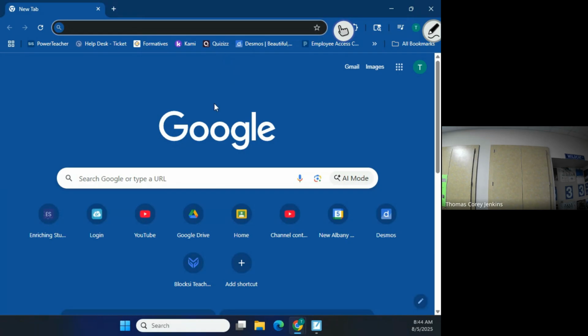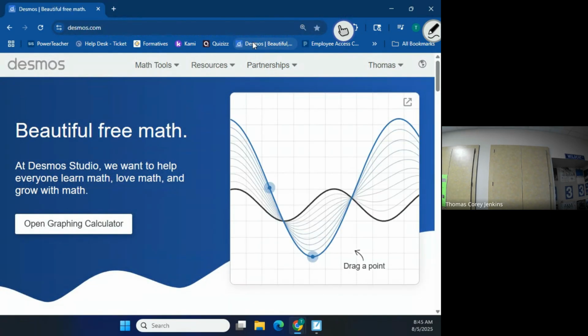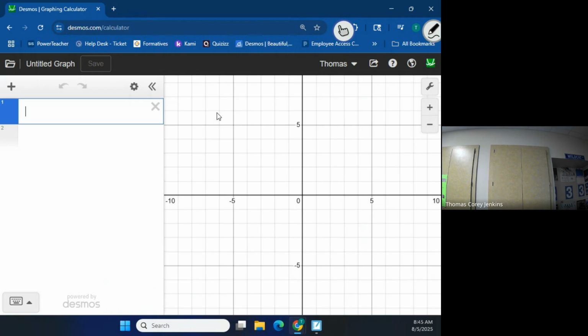All right, so you can just type in Desmos, D-E-S-M-O-S. I have mine bookmarked there. So there it is, and we'll open the graphing calculator function. And let's type it in. Okay, so y equals 4x minus 2.